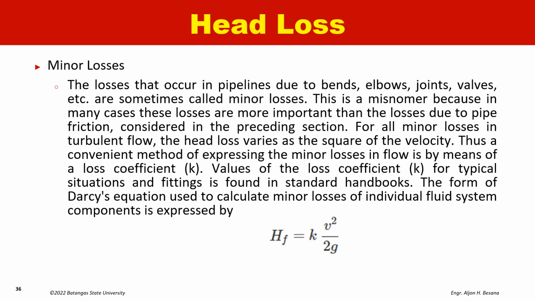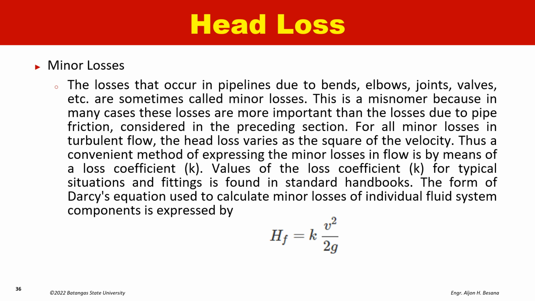Okay, and for another type of loss is what we call the minor losses. The losses that occur in the pipelines due to bends, elbow joints, valves, etc. are sometimes called minor losses. This is a misnomer because in many cases, these losses are more important than the loss due to pipe friction considered in the preceding section. For all minor losses in the turbulent flow, the head loss varies as the square of the velocity.